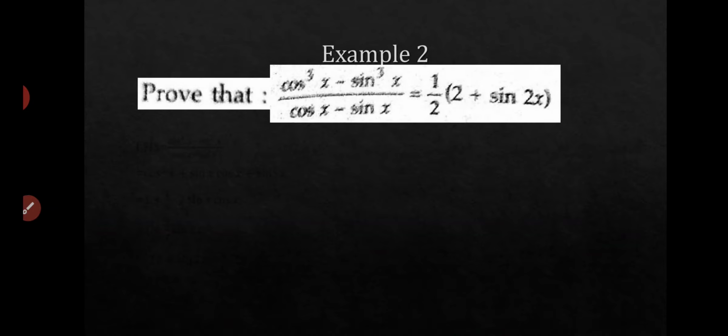Problem number 2, we have, now it is a little bit blur, cos cube x minus sin cube x by cos x minus sin x, that is equal to half of 2 plus sin 2x. So let us start off with the LHS. This is what is given, cos cube x minus sin cube x by cos x minus sin x. Now we have to apply a little bit of algebra here. Now what is the algebra?